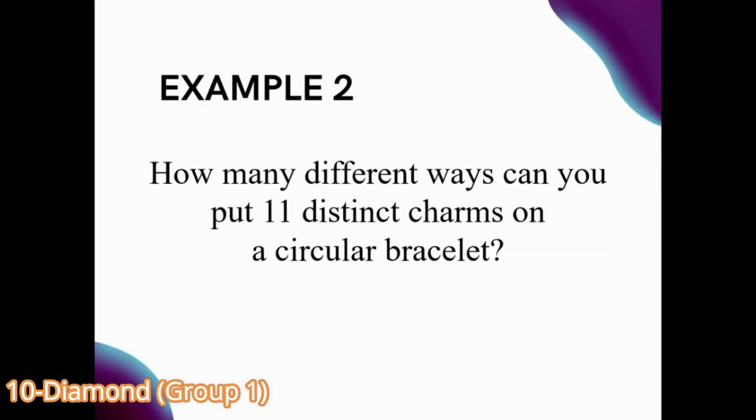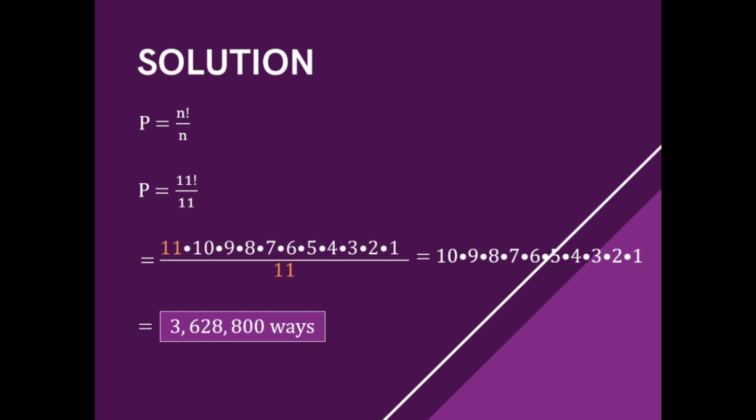And lastly, for number 2, how many different ways can you put 11 distinct charms on a circular bracelet? This is an example of a circular permutation because the objects are arranged in a circle. Therefore, we will employ the formula P = n factorial over n. In the given problem, 11 is the number of objects, so n is equal to 11. By substitution, we have 11 factorial over 11.